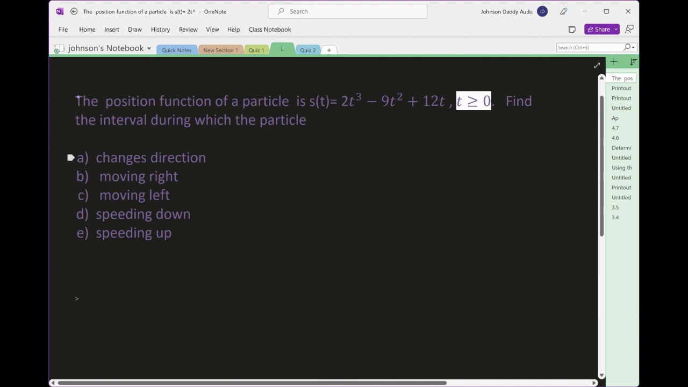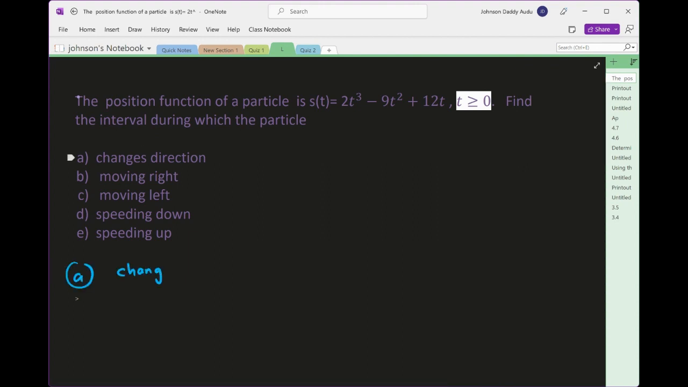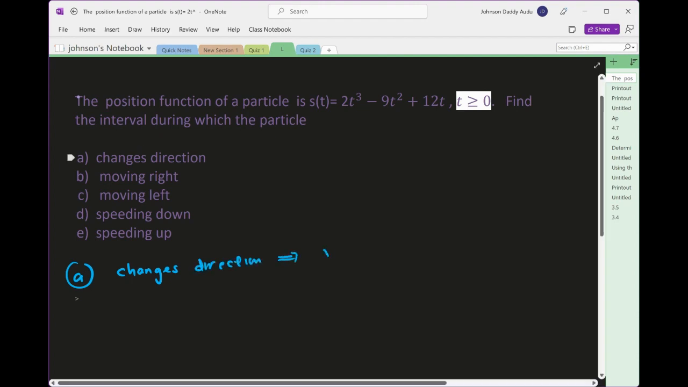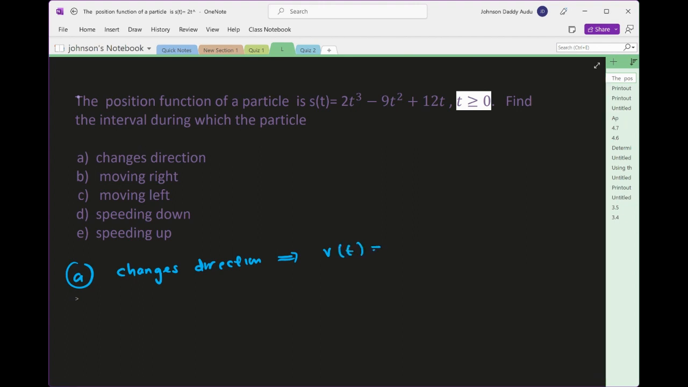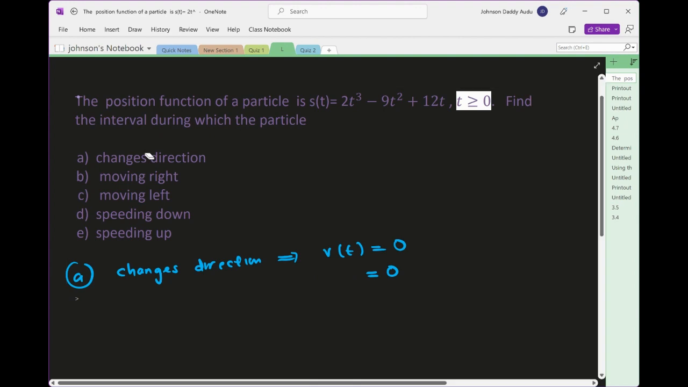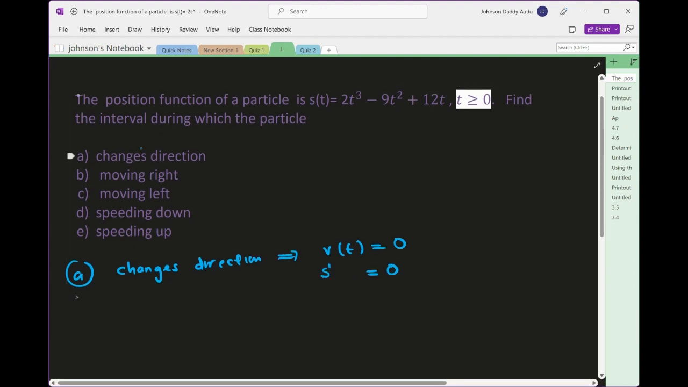For the first one, we want to find A. What does changes direction mean? It simply means that the velocity is zero. That is where the direction would change. But what is velocity? It is the derivative of the position function s of t. So here is s prime of t equals 0.